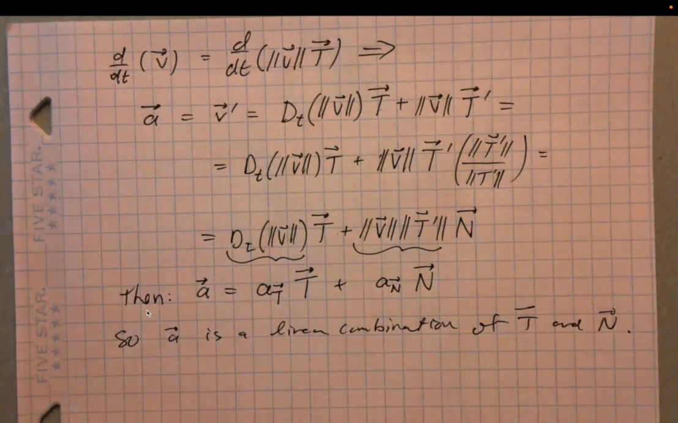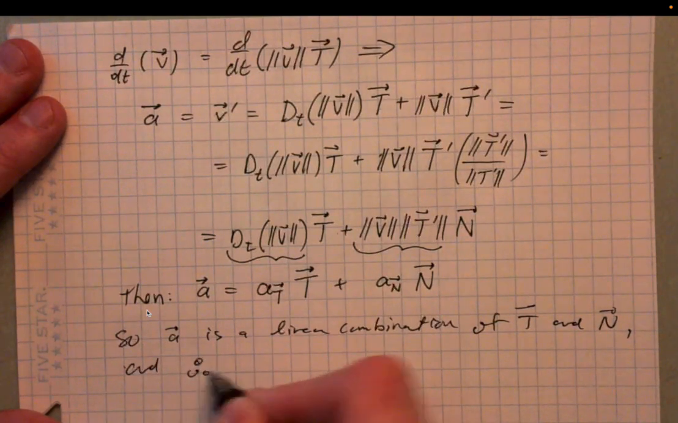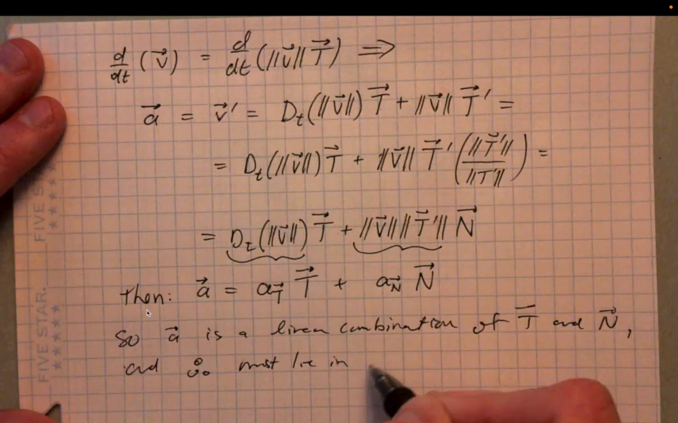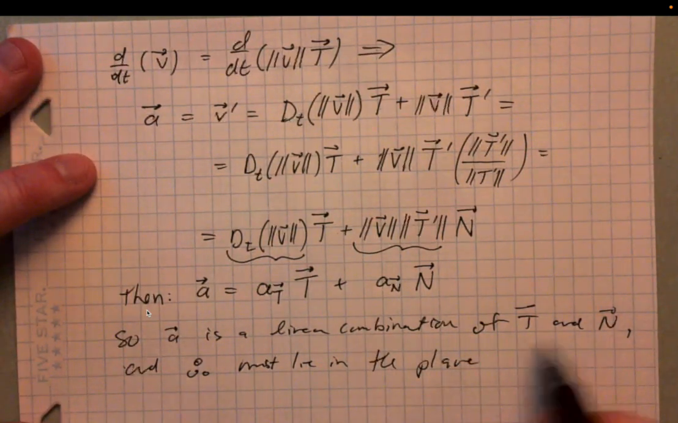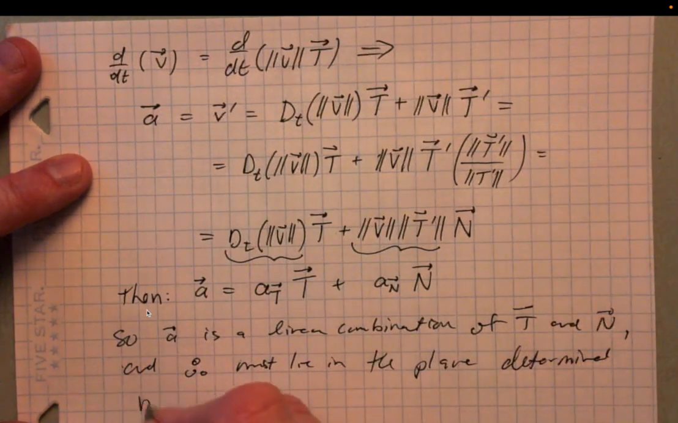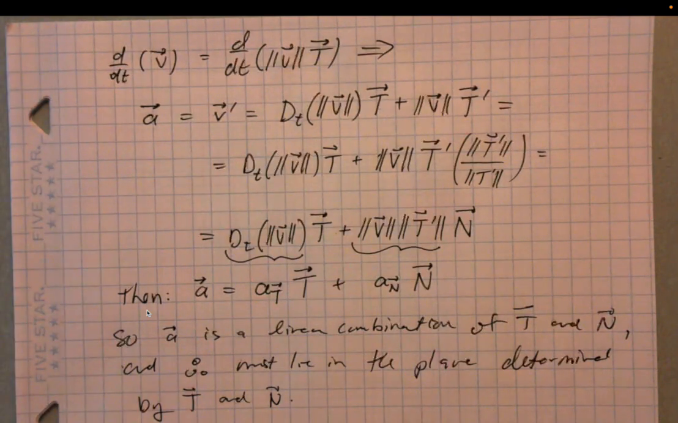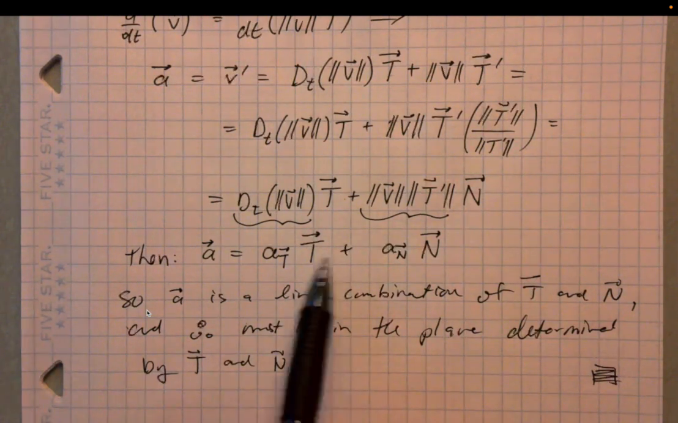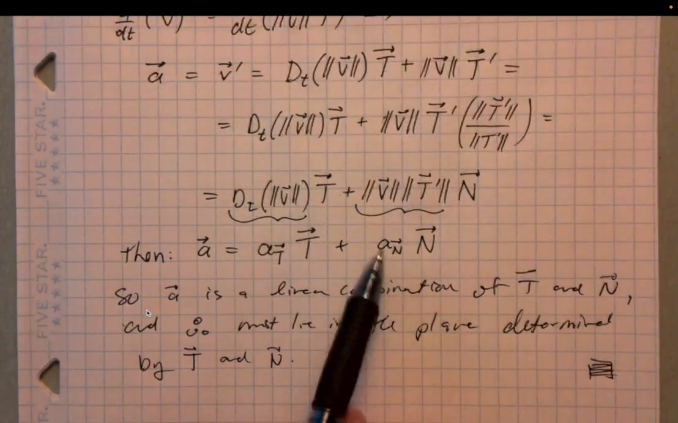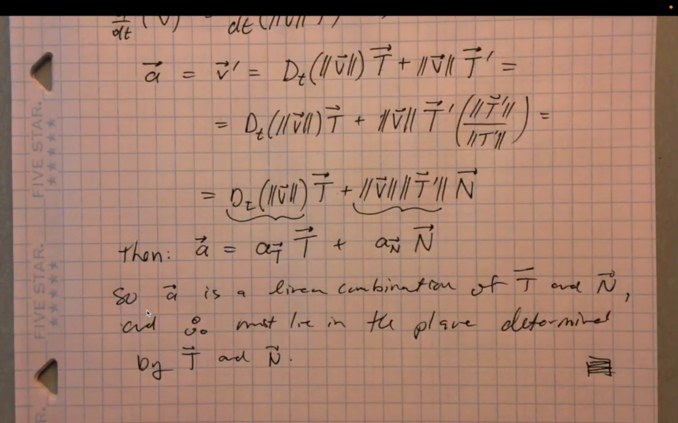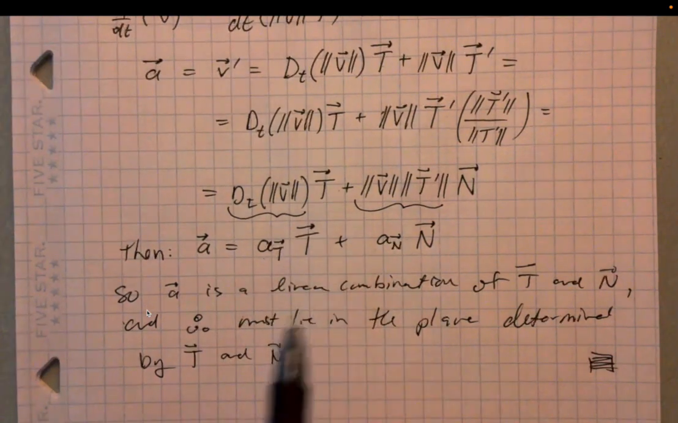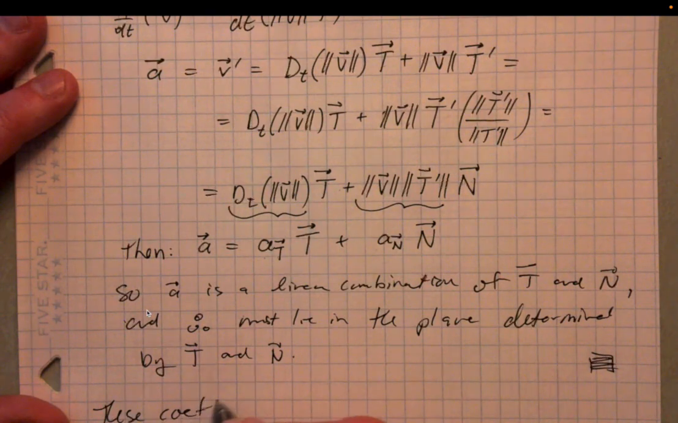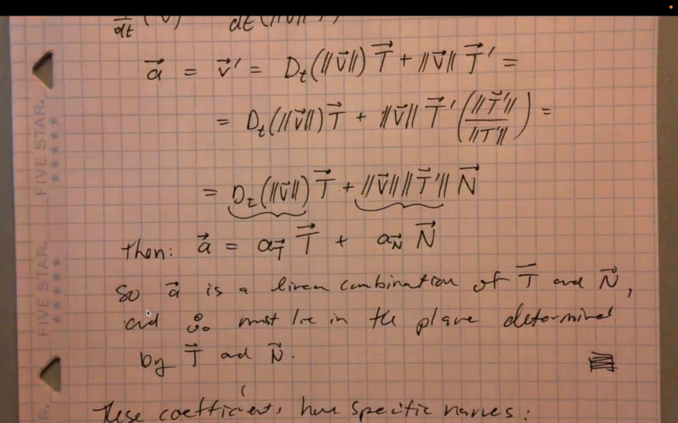Given that, a must lie in the plane determined by these two vectors. Which is what we meant to prove, right? That's what we meant to prove. Another way of saying that is that a can be broken down into these two components, one of which is a scalar multiple of T, and the other is a scalar multiple of N. These coefficients of T and N have specific names.